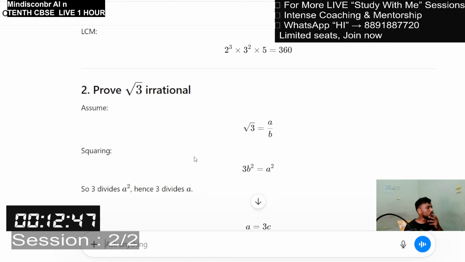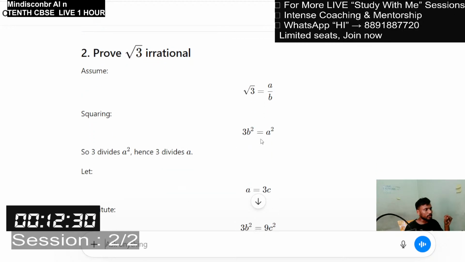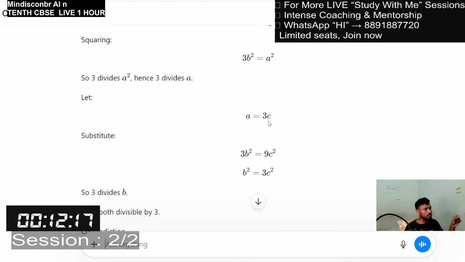Prove that root 3 is irrational. Let us assume that root 3 is rational. So we can write root 3 is equal to a by b, where a and b are integers, b not equal to 0, and a and b are co-prime. So squaring, we will get that 3b square is equal to a square. So 3 divides a square. This implies 3 also divides a. So we can write that a is equal to 3c for some integer c.